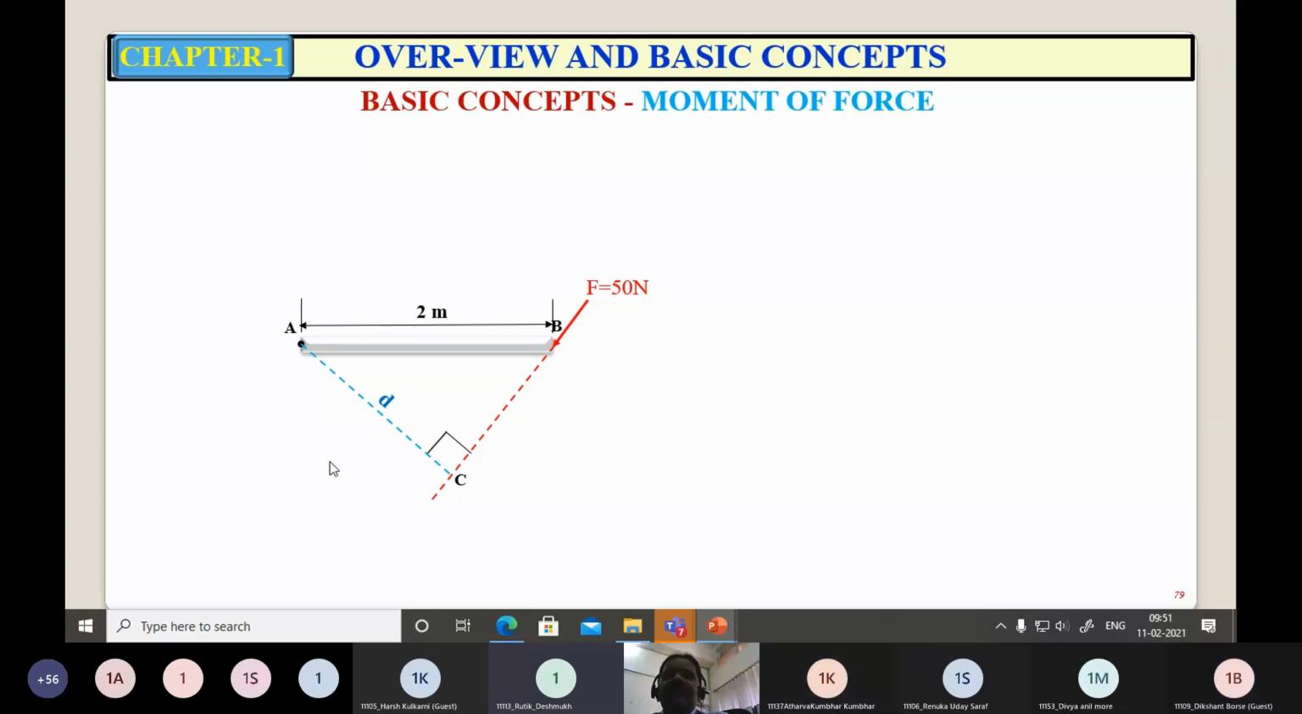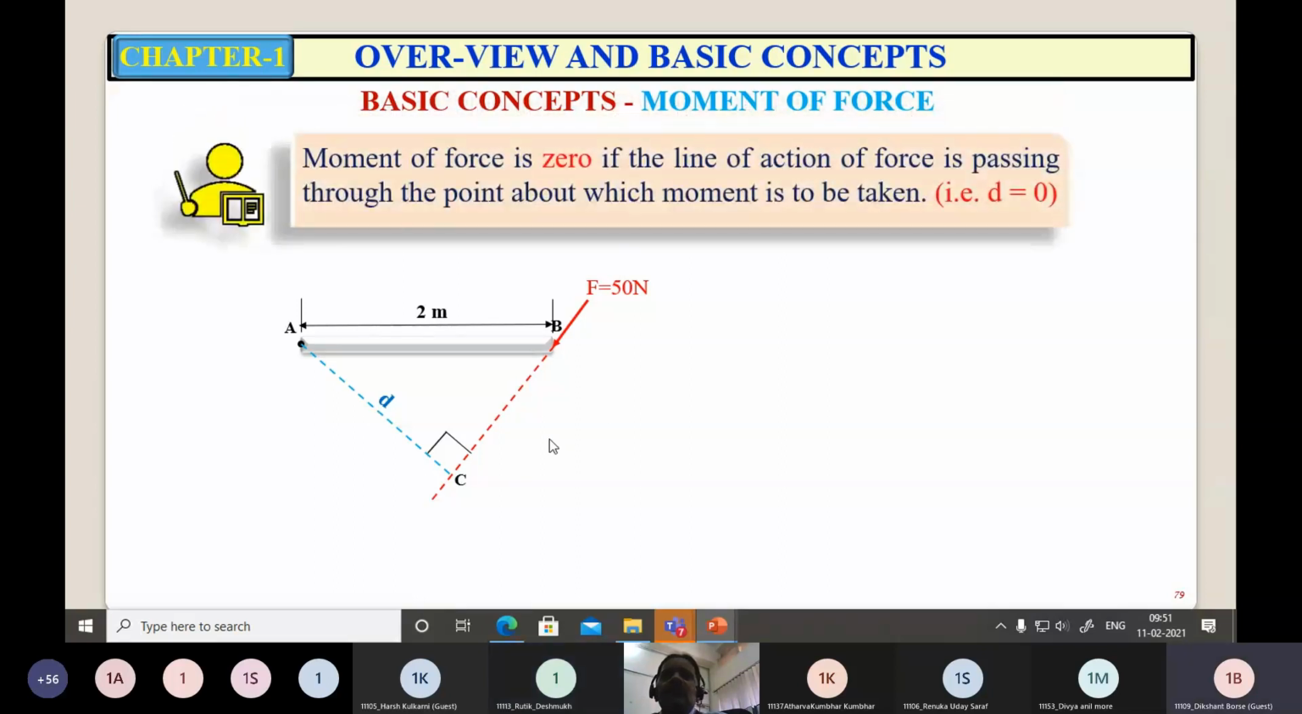So when D is 0, it means the line of action of the force is passing through point A. That means if the force is acting at A, the line of action is passing through A, then the perpendicular distance becomes 0, as moment is equal to F into D, being D is 0, the moment is 0. So moment of force is 0 if the line of action of the force is passing through the point about which the moment is to be taken.